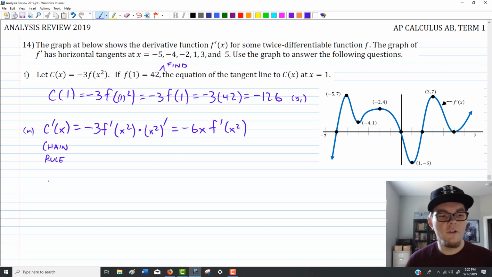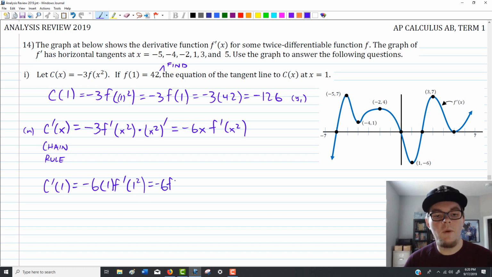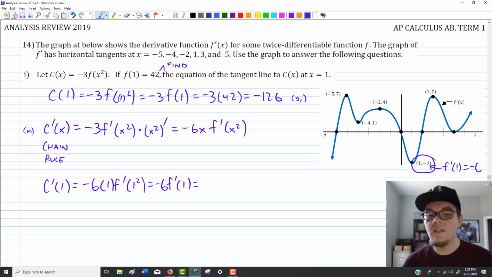Now if that's f or c prime of x, c prime of 1 is going to be negative 6 times 1 times f prime of 1 squared. That's equal to negative 6 f prime of 1. Now looking at our function, we can see over here that the y value at x equals 1 is negative 6. What that tells me, I'll do it over onto this side, is that f prime of 1 is equal to negative 6. Therefore, this is negative 6 times negative 6 equals 36.